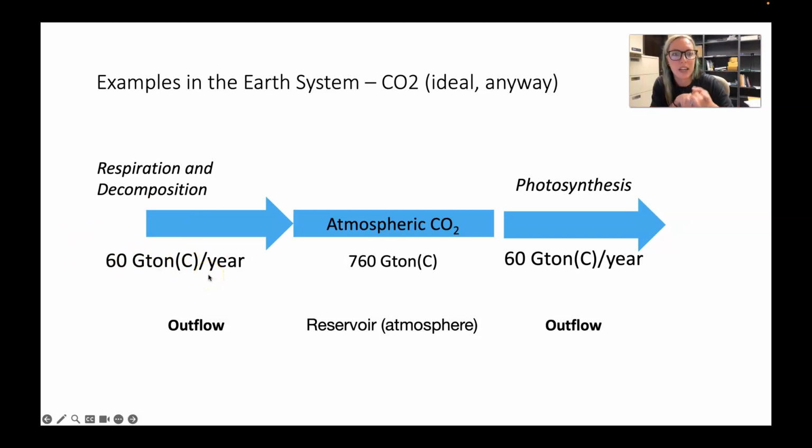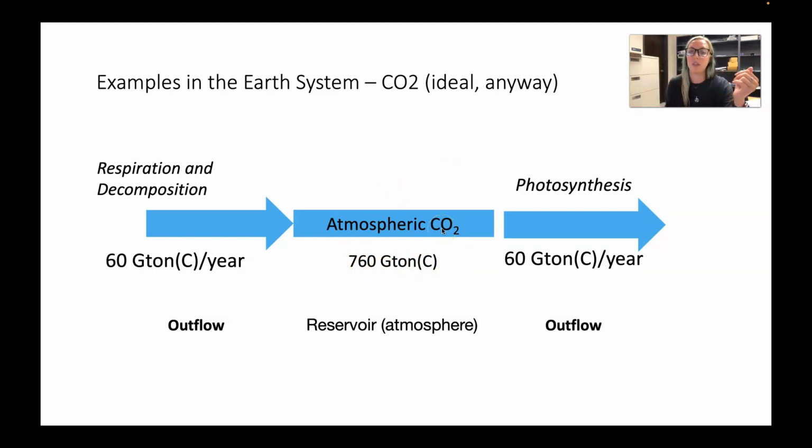Oh, and remember when we're talking about inflows and outflows, they are a rate, right? So an amount per time. And the amount, of course, can change whatever variable we're talking about. So in terms of CO2, we have gigatons of carbon per year. And the atmospheric CO2 would stay at about 760 gigatons. Is a reservoir. That's just the regular set amount.